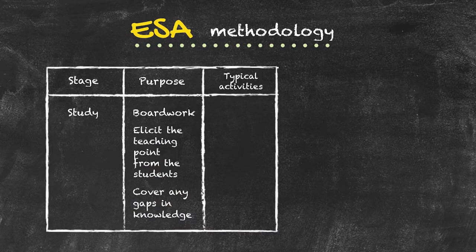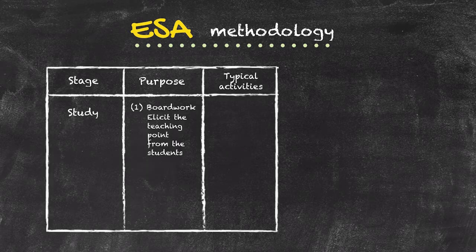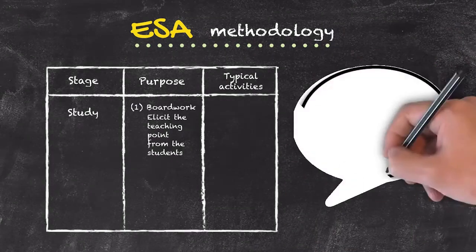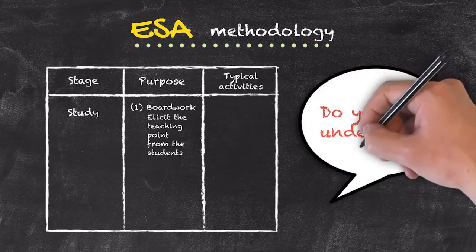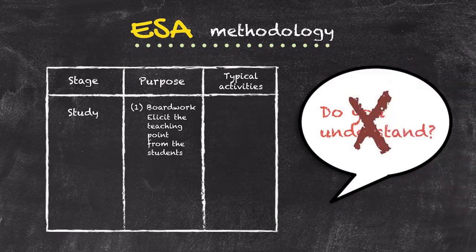The teaching point then being complete, we can then move over into the second part of the study phase, which is to check the students' understanding of this information. The second part of the study phase, once we've elicited this teaching point from the students, is to then check their understanding. Now, one question that's often used in classrooms to check understanding is, "Do you understand?"